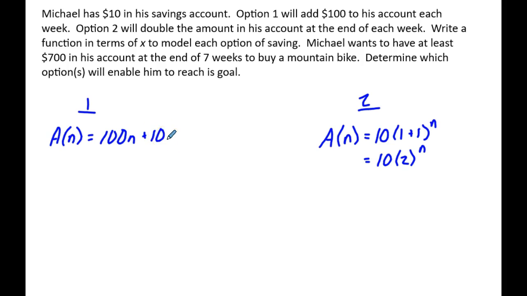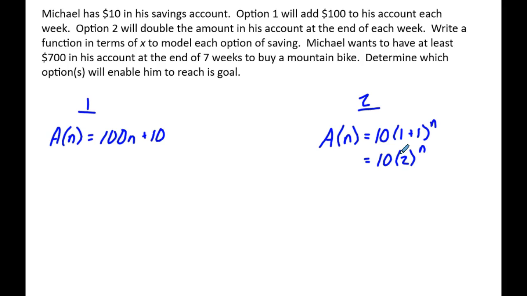Option 2 is if that amount is doubling at the end of each week. So we would have a of n, the amount in the account after n weeks, equal to 10, the original amount, times 1 plus the rate. If it's 100%, that means it's double. It grows by 100%, that's 1 as a decimal, raised to the n power, representing the number of weeks. We can simplify that down to 10 times 2 raised to the n. Now we can see the 2 represents the doubling of the account.